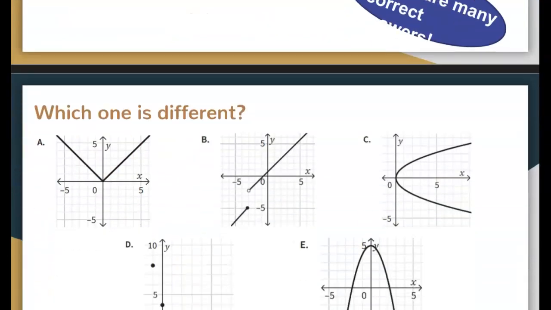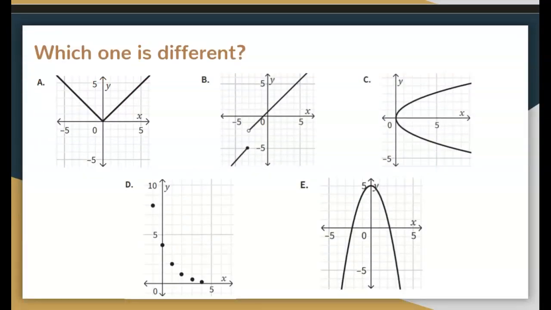So I wanted you to take a look at these graphs. Maybe pause the video for a minute and try to find one graph that you think is unique in some way. It has a feature that none of the other 4 graphs have. So pause the video, see if you can find one.